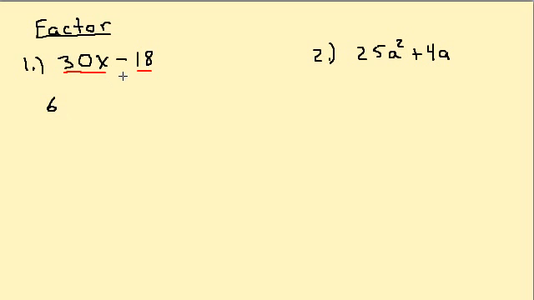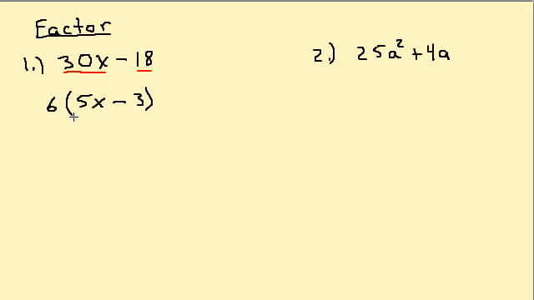So what we're going to do is factor out a 6. We're going to pull a 6 out of this 30x. If I take a 6 out, that's going to leave me with 5x. And then minus, if I take a 6 out of the 18, that's going to leave me with 3. So here's 30x minus 18 factored.